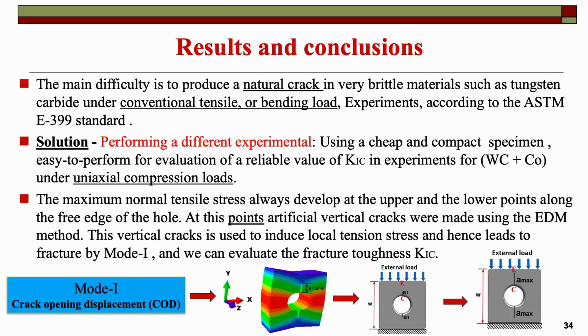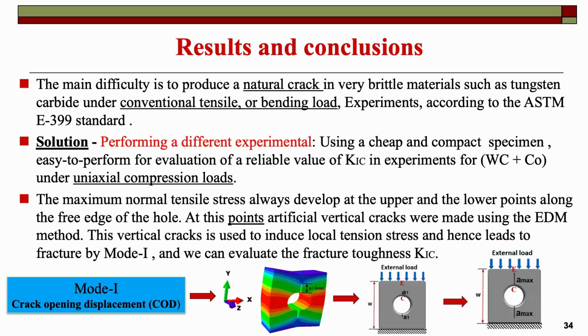And the results: the main difficulty is producing a natural crack in very brittle materials such as tungsten carbide under conventional tension or bending load experiments, according to ASTM E399. I propose performing a different experiment using a shaped component specimen, which is easy to perform, for evaluating the reliability of the K1C experiment.